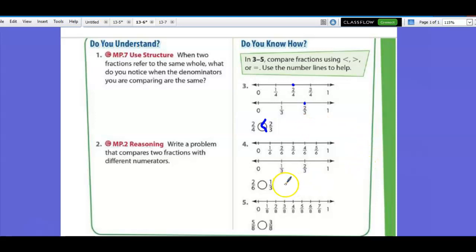And then for this next one, it says, is 2/6 greater than, less than, or equal to 1/3? So I find 2/6 on the number line, and I mark it. And I find 1/3 on the number line, and I mark it, and I can see that 1/3 is the same or equivalent to 2/6. So I'm going to put my little equal sign here.